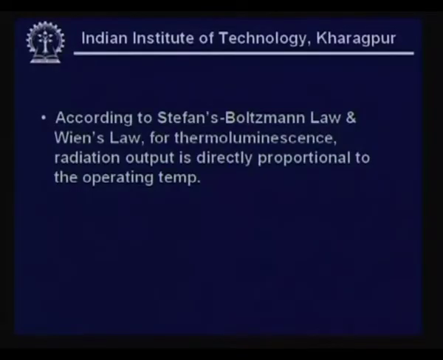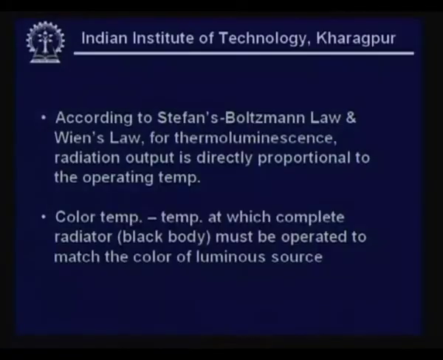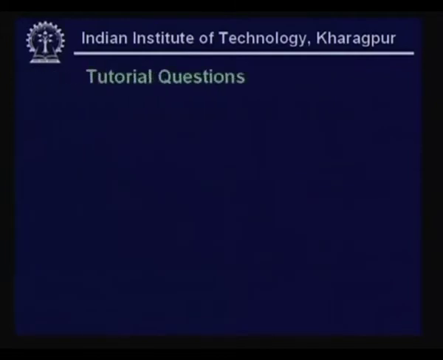And the Stefan-Boltzmann law and Wien's displacement law for thermoluminescence are very important, and they state that the radiation output is proportional to the fourth power of the temperature. And therefore, in categorizing any light source, we talk of a color temperature, the temperature at which a complete radiator must be operated to match the radiation of the luminous source. So, with this, there can be a few questions that could be addressed to complete the lecture.